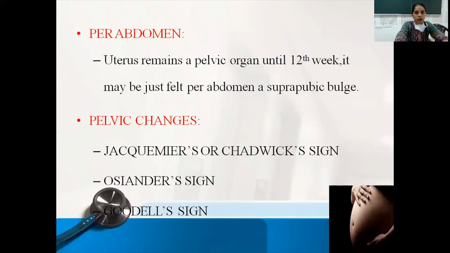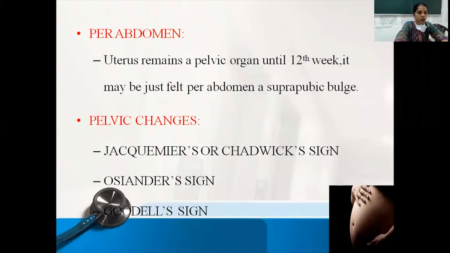Coming to the abdominal examination, until the 12th week of pregnancy the uterus is a pelvic organ, so we won't feel it per abdominally. The abdomen is soft, though for some people there may be just a suprapubic bulge. Until the first 12 weeks of pregnancy it is a pelvic organ. We cannot feel it abdominally, and even if we do an abdominal examination, we won't feel the uterus. Then the pelvic changes. These are also changes we see.